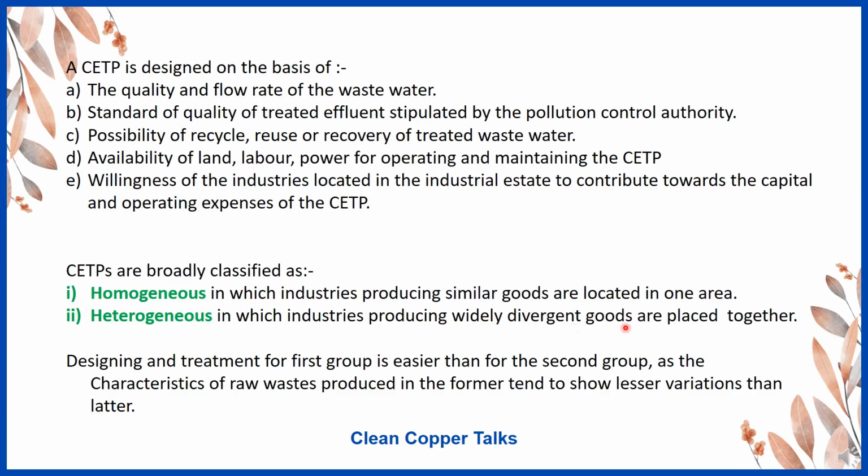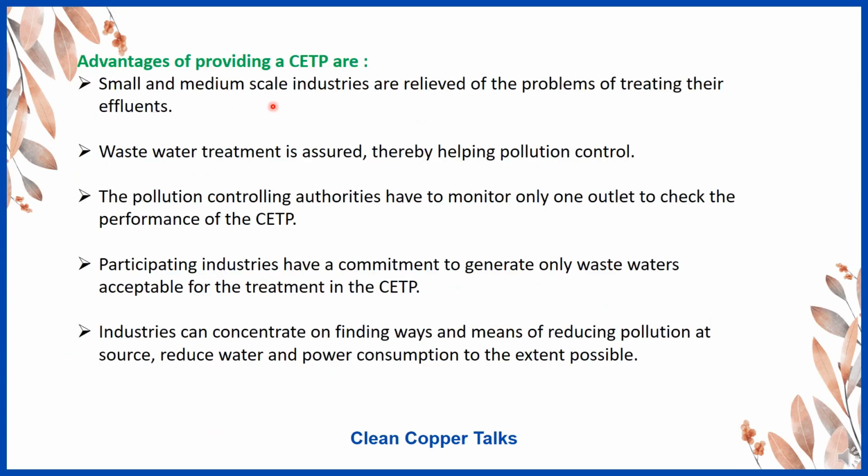While heterogeneous is one in which industries producing widely divergent goods are placed together. So different industries are sending their wastewater, the nature of industries is different, which are sending their wastewater into a heterogeneous CETP. Therefore the wastewater coming into the CETP has a lot of variability in characteristics. When a lot of variability is there in the characteristics of wastewater coming into the CETP, the design of the CETP has to be more critical, because it has to take care of a lot of variations in its characterization. Designing and treatment for the first group is easier than the second group, as the characteristics of raw waste produced from the former tend to show lesser variation than the latter.